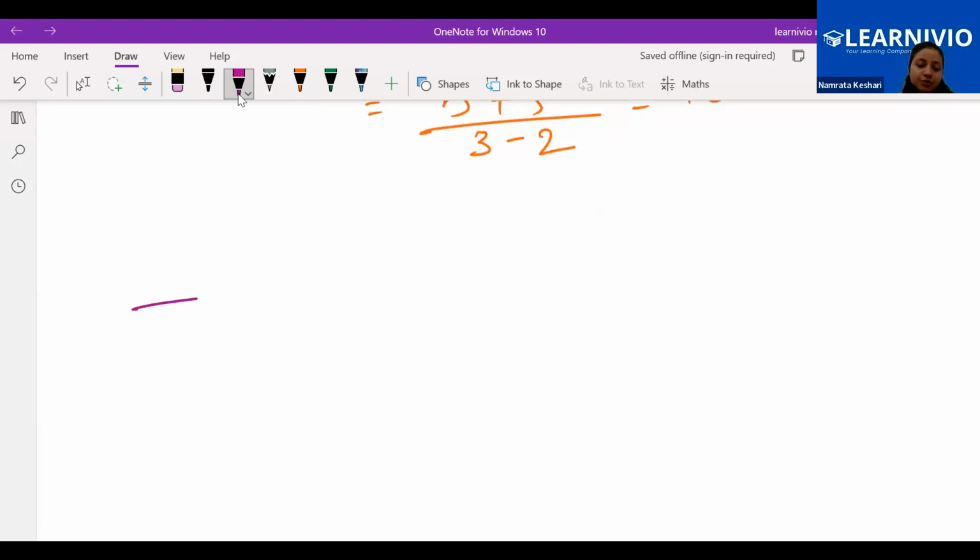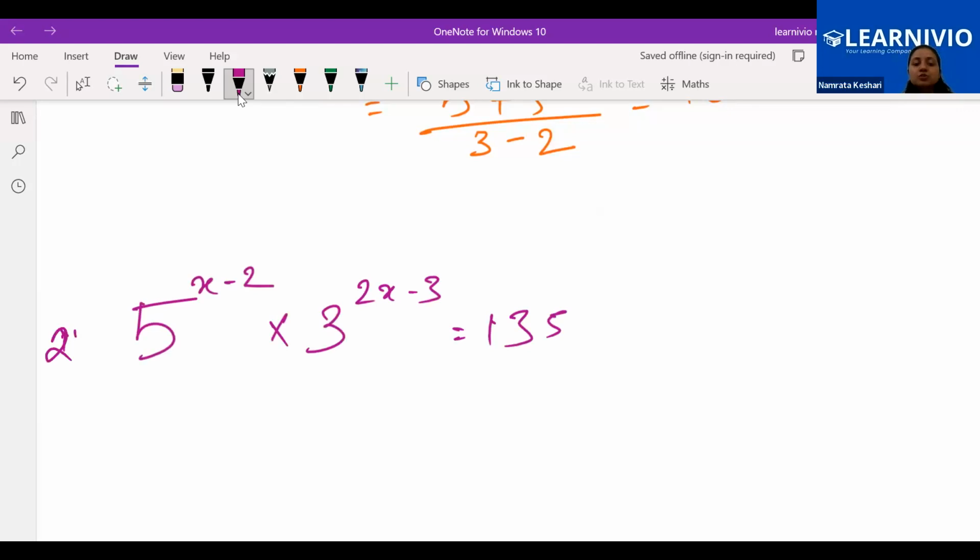5 to the power x minus 2 into 3 to the power 2x minus 3 is equal to 135. The x value you have to find from here. Please do it. I'm giving you 5 minutes to do it.